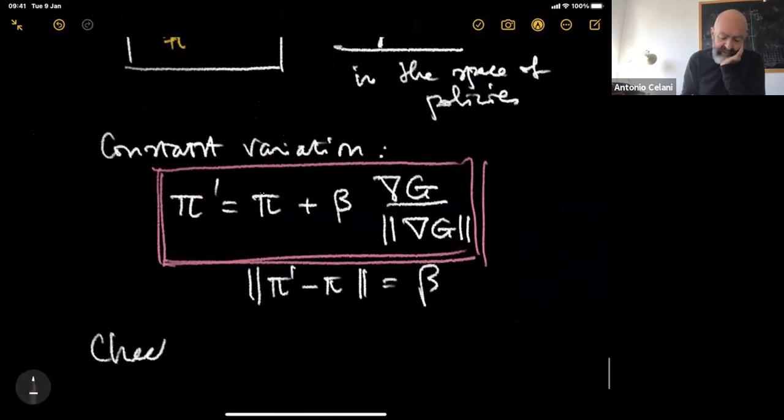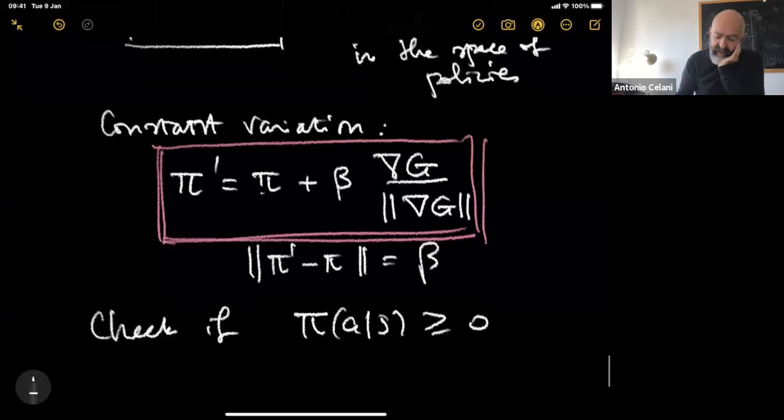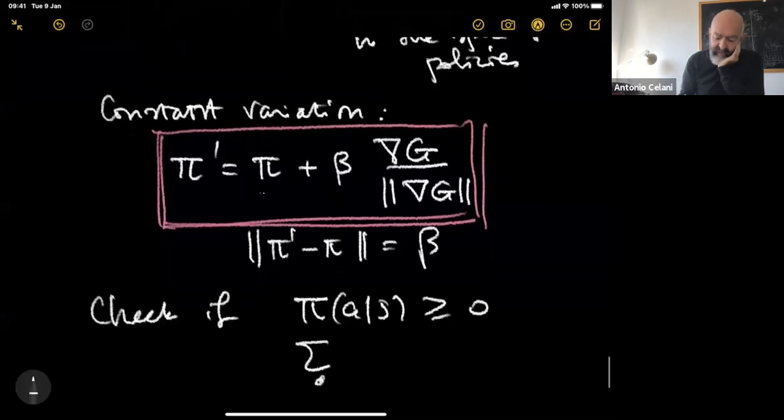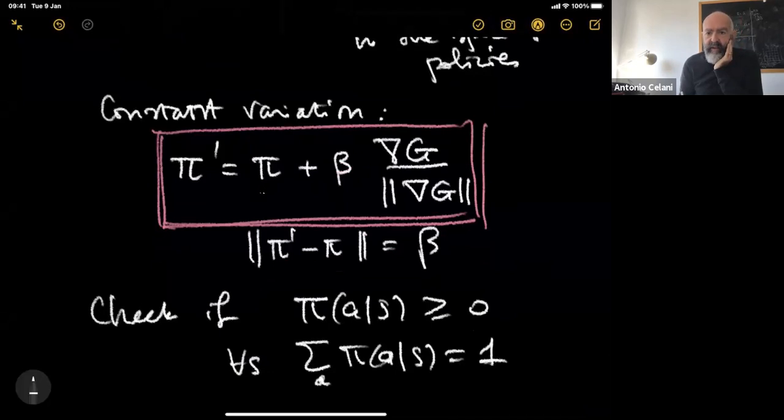Check that all the pi must be non-negative, and that for every s, the sum over a of pi(a|s) must be equal to one. So you realize immediately if you're violating these conditions, in which case you have to do some kind of projection.